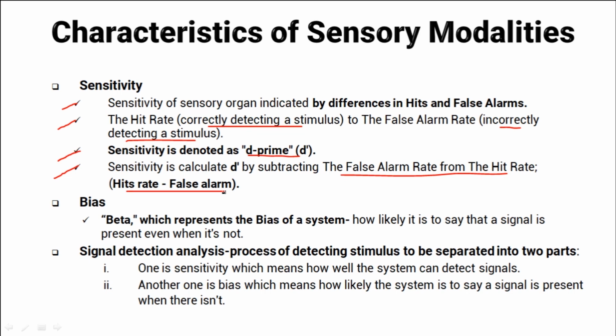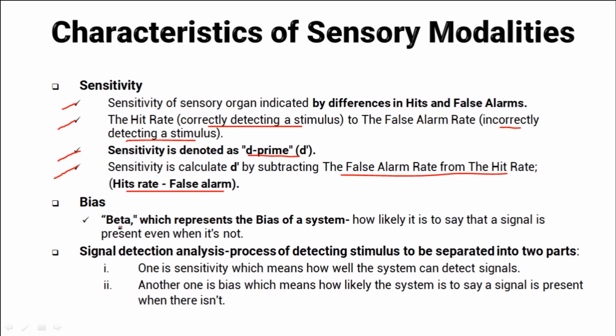So when we want to measure how well the system can detect signals, the sensitivity of many systems depends on how often it correctly detects signals, which is hit rate, and how often it incorrectly detects signals when there are no signals, which is false alarm rate.